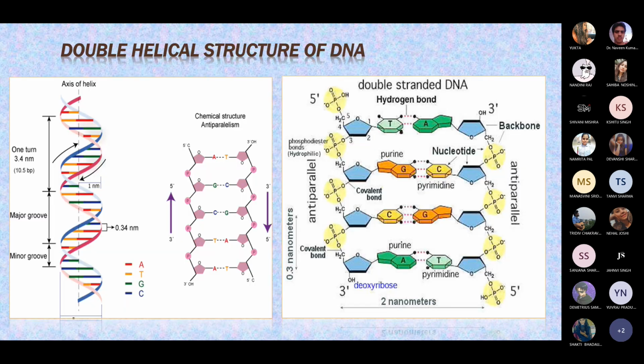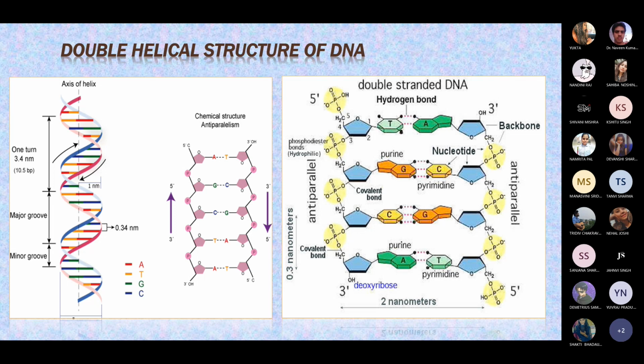So, the double helical structure of DNA. It was, as I mentioned, given by Watson and Crick. DNA is a double helix polymer that consists of two DNA strands. It looks like a twisted ladder, as you can see here. It is made up of nucleotide monomer units, and a nucleotide consists of a deoxyribose sugar molecule to which a phosphate group and one nitrogenous base is attached.